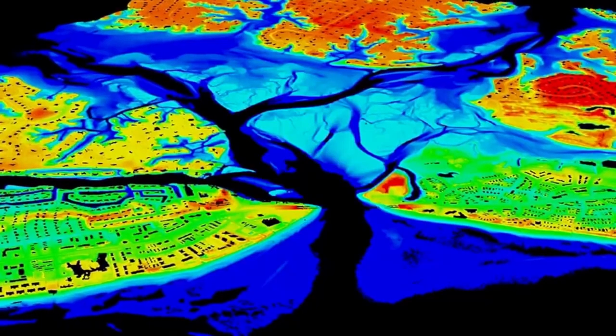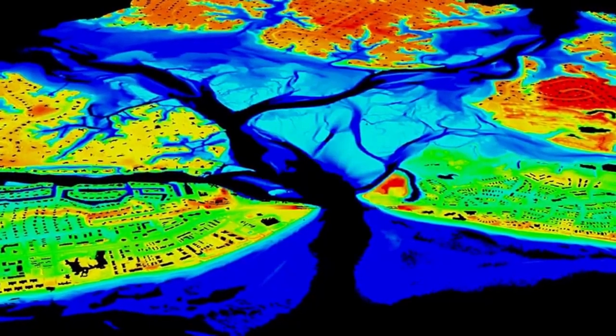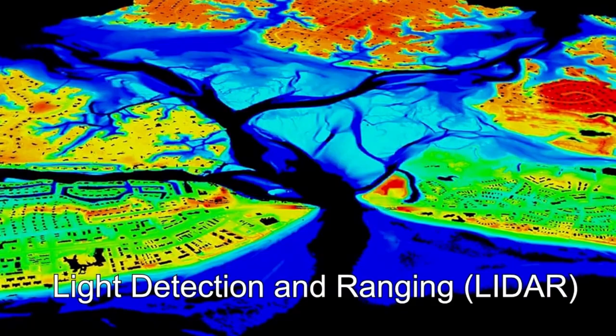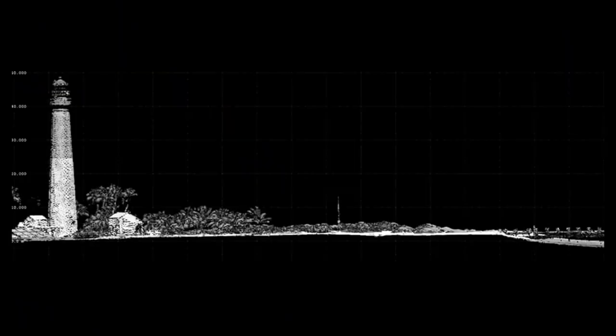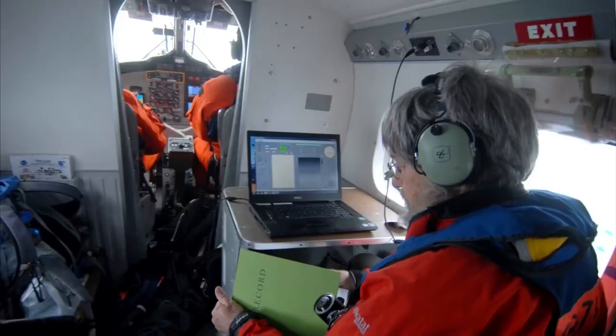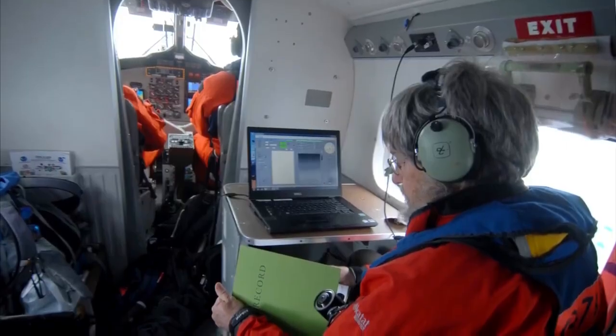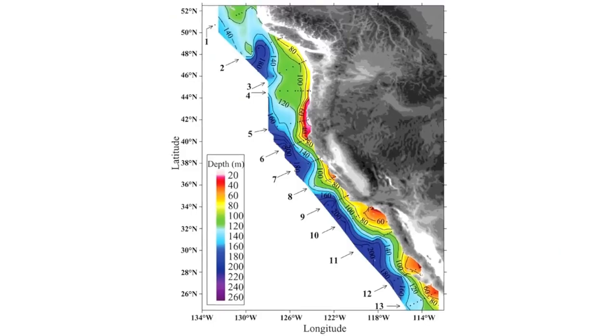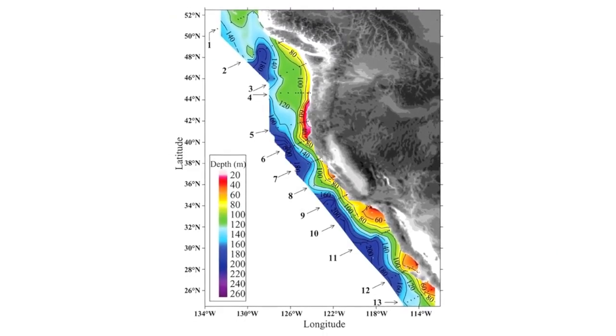Active sensors produce their own energy. An example is a light detection and ranging, or LiDAR, system, which produces a beam of light and measures the time it takes to go to an object and back to determine the distance. NOAA pilots fly aircraft with LiDAR systems on board to map our coastlines and chart depths of the nearshore waters.